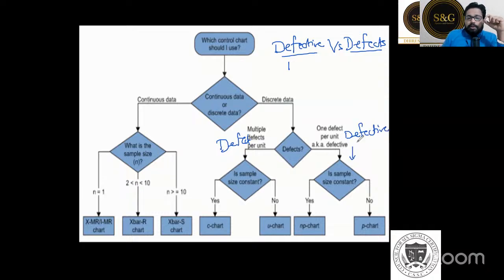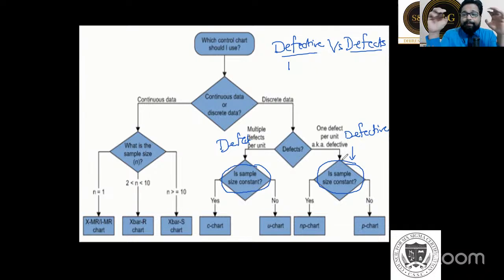Okay. So in defect, let's say there is another decision. Is the sample size constant? This is the same question asked in both directions. What is sample size? Let's say in one shift we are taking 50 shirts, and in the second shift we are taking 70 shirts for quality checking. I'm talking about that, which is called sample size.